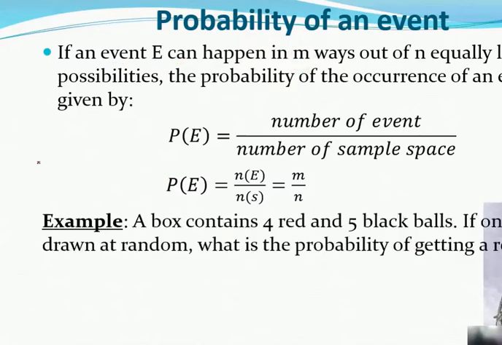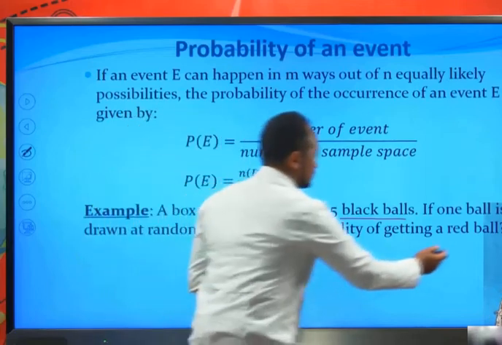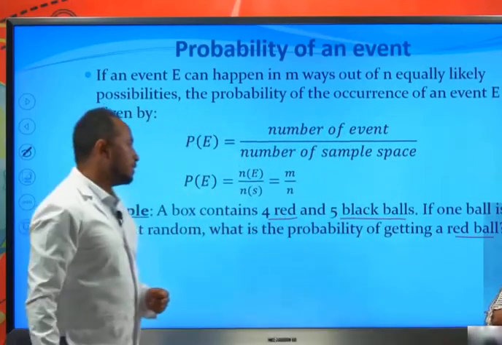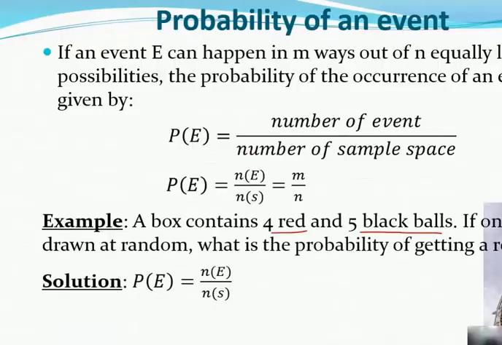So let's see an example. A box contains 4 red and 5 black balls. If one ball is drawn at random, what is the probability of getting a red ball? Simply, the probability of the event is given by the number of events divided by the number of sample space. The event here is getting a red ball. How many red balls do you have? 4. We can count easily here. It's 4 divided by the total number of balls, or sample space, which is 4 plus 5, 9. So the probability will be 4 over 9.